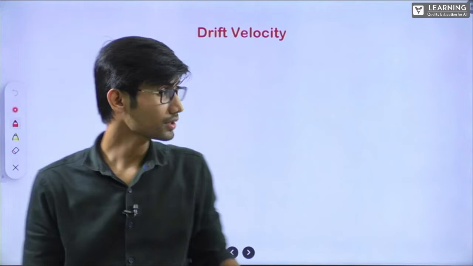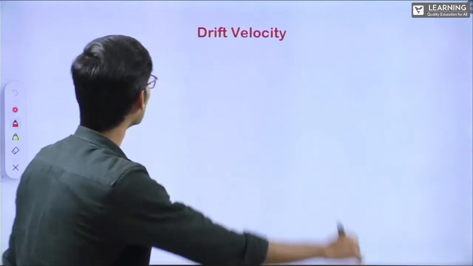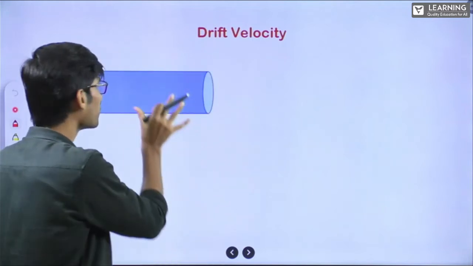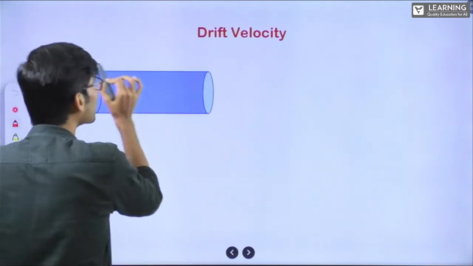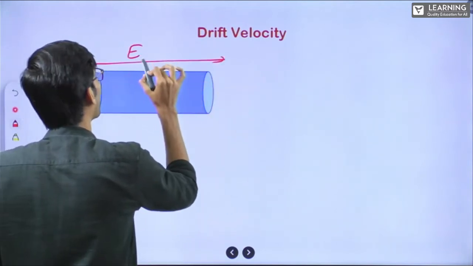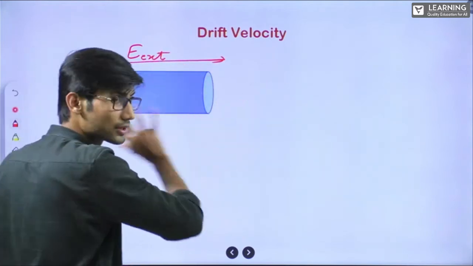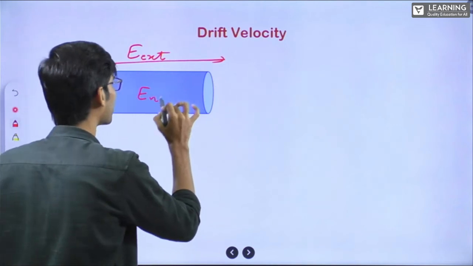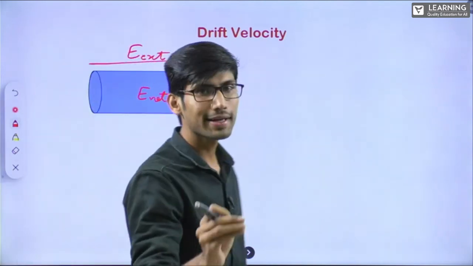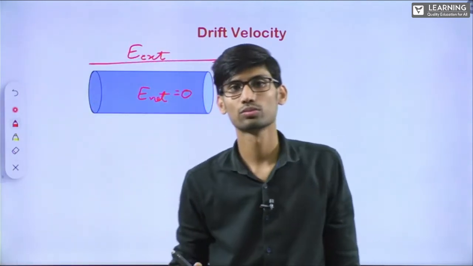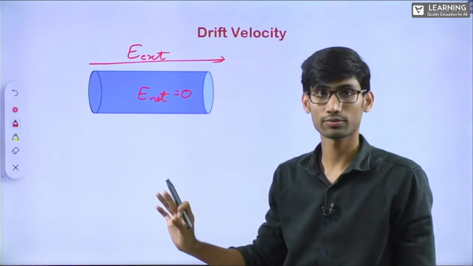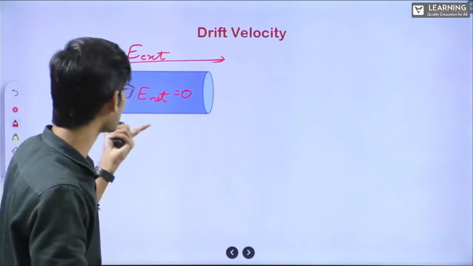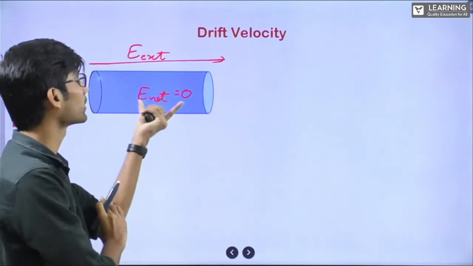Let's understand. In electrostatics, what we have seen is, suppose there is a conductor. Now, if this conductor is kept in an external electric field, E net inside is 0, correct? E net inside any conductor is 0. In electrostatics, we have studied this. This is because this conductor is isolated. E net inside any isolated conductor kept in an external electric field will be 0.